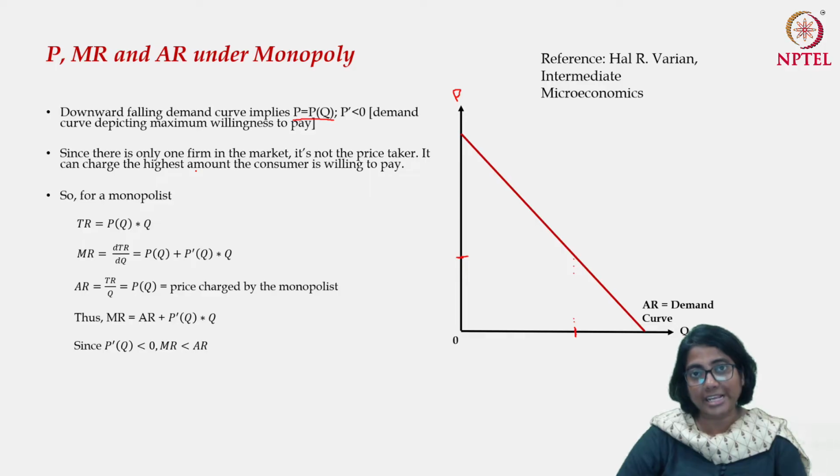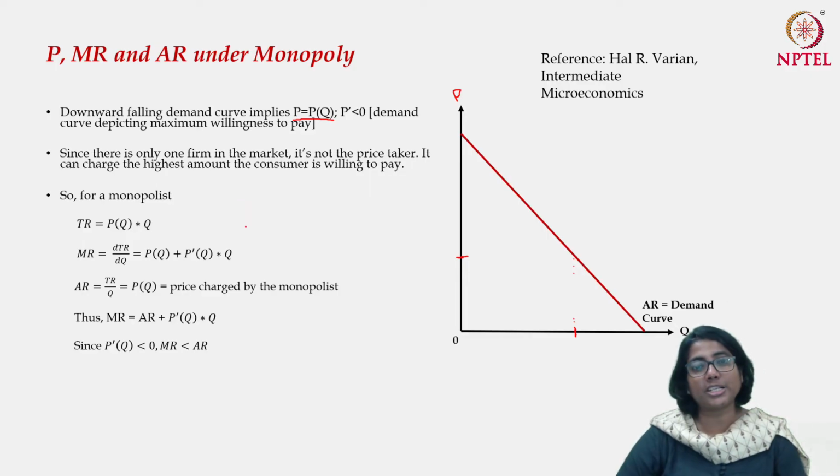It can change the price from the competitive outcome, and it can charge the highest amount of money that the consumer is willing to pay for a particular level of output. So how does the mathematics go for the monopolist? The monopolist will also try to maximize profit.